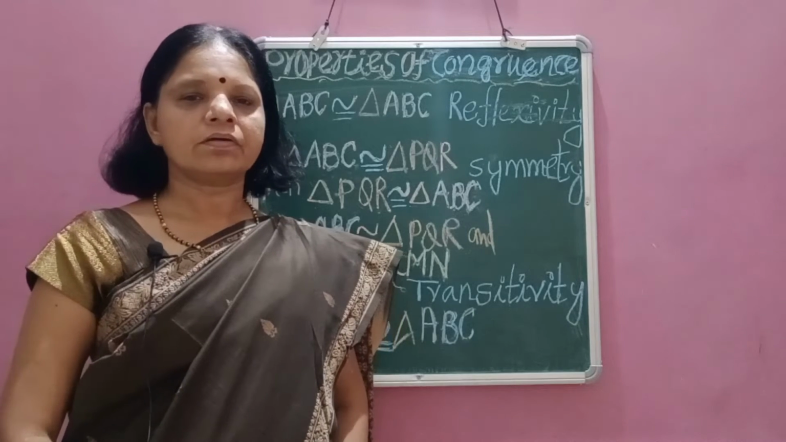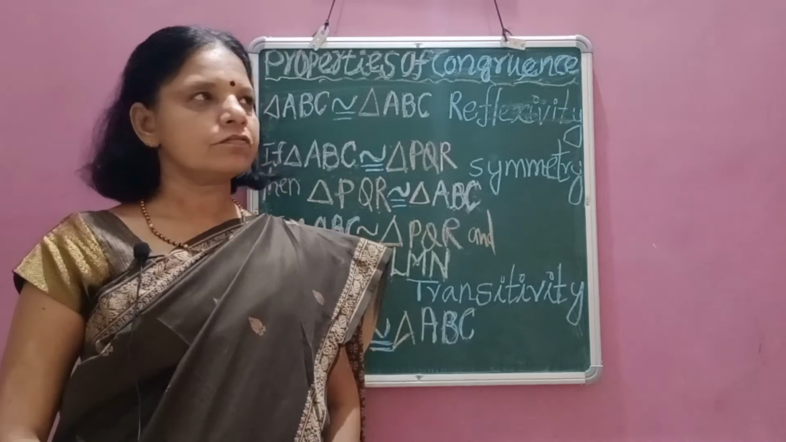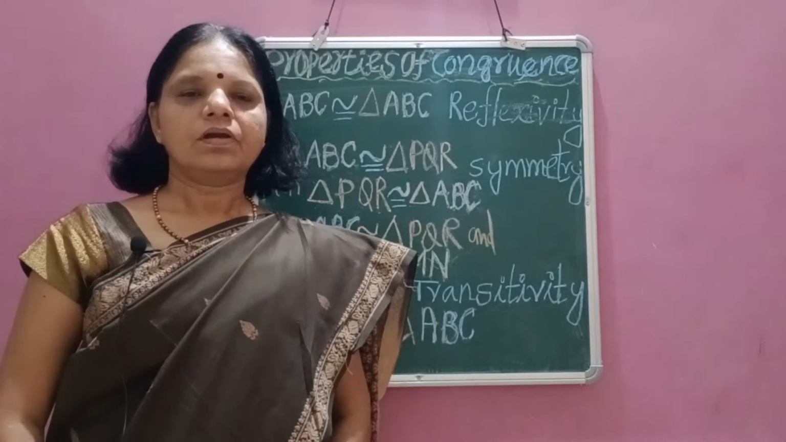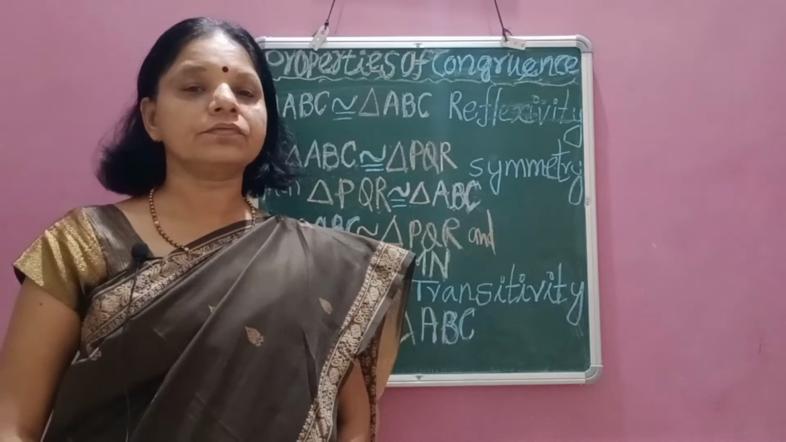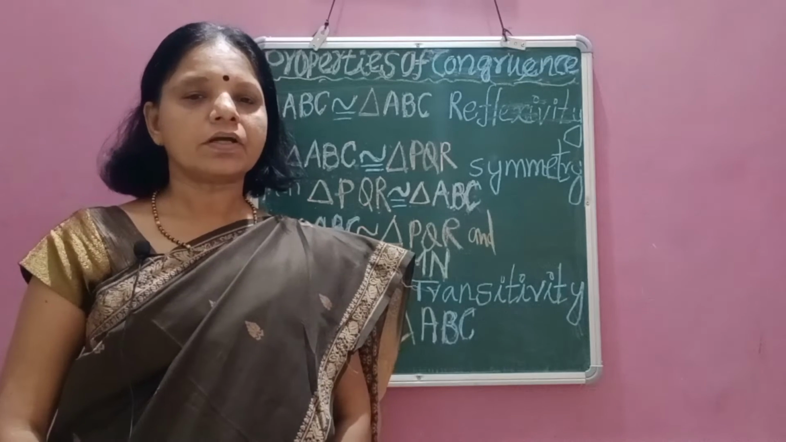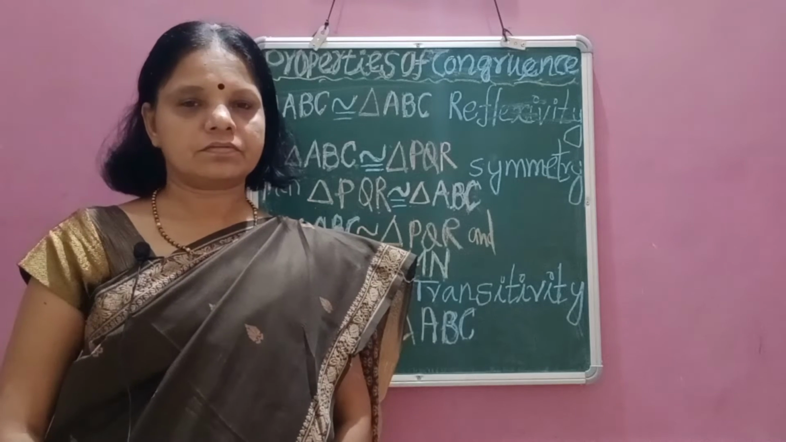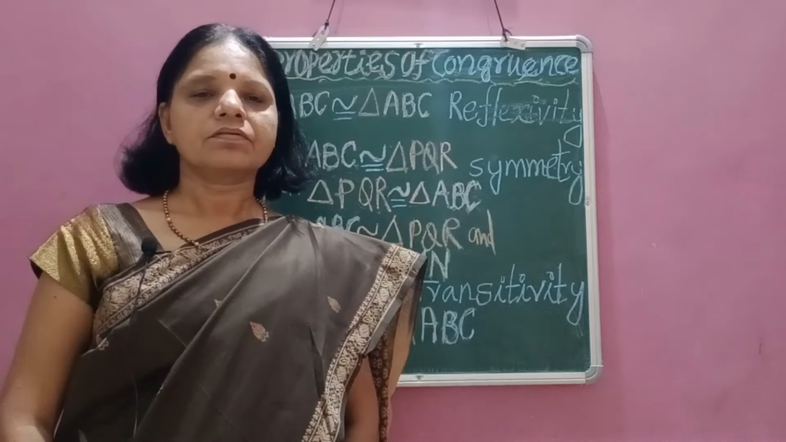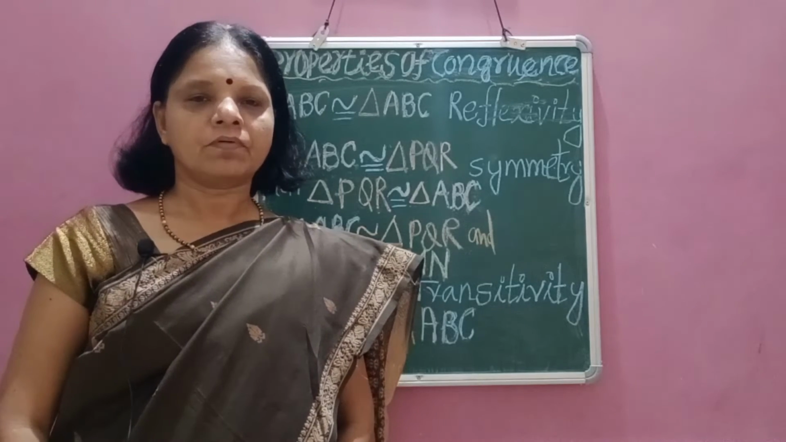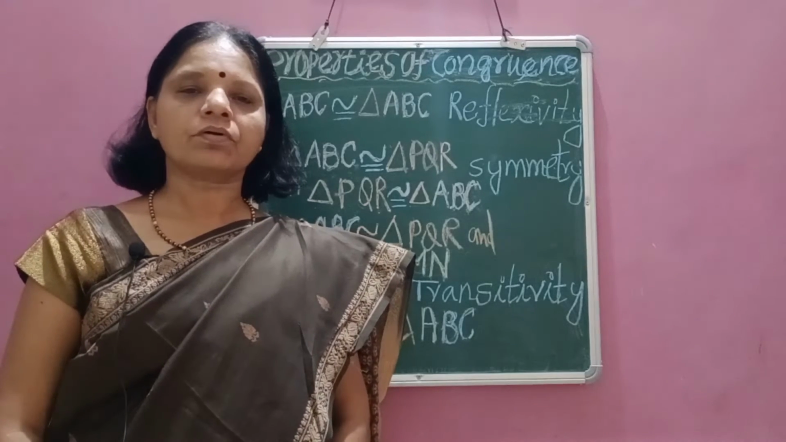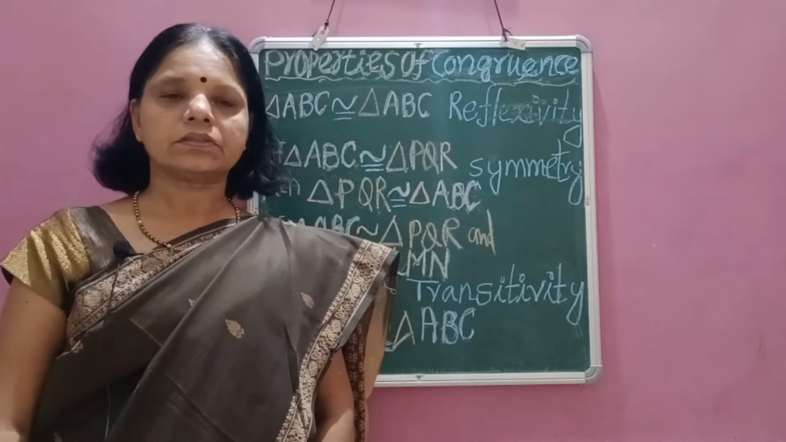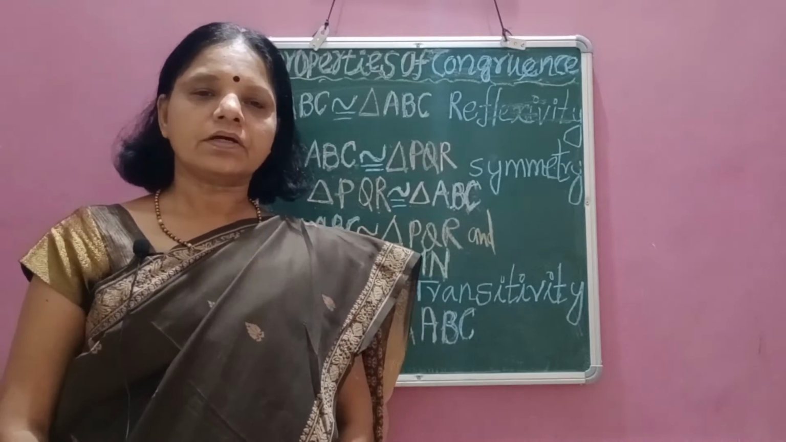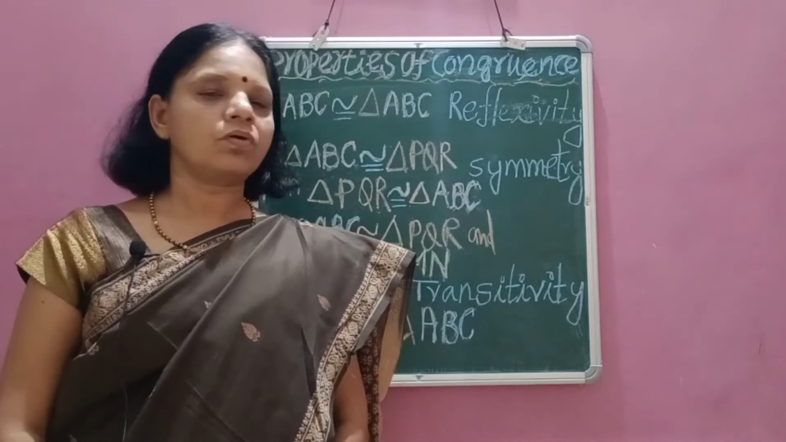So today I am here with a new topic, that is properties of congruence. Last class you have studied properties of similarity. Here we will study what are the properties of congruence. Congruence means what? Congruent figures: figures having the same size and shape. Also you studied conditions for congruence in triangles, and tests for congruence. Now here we will study the properties of congruence.